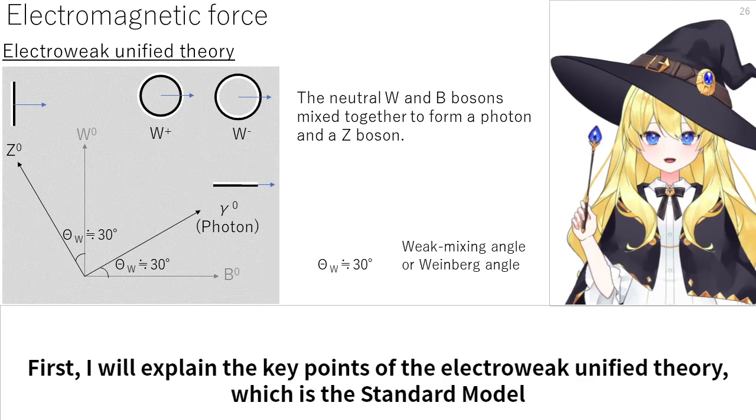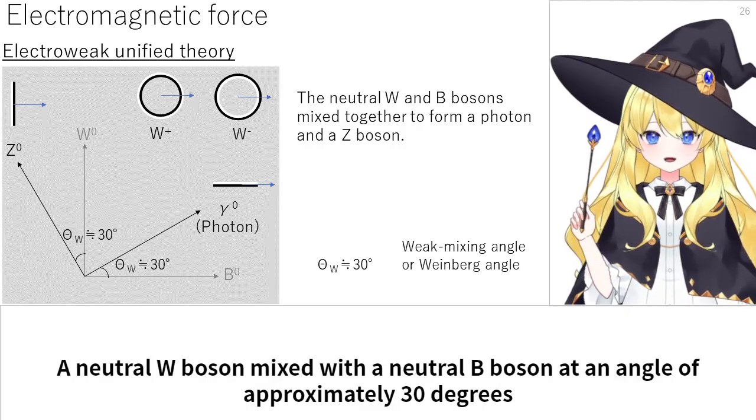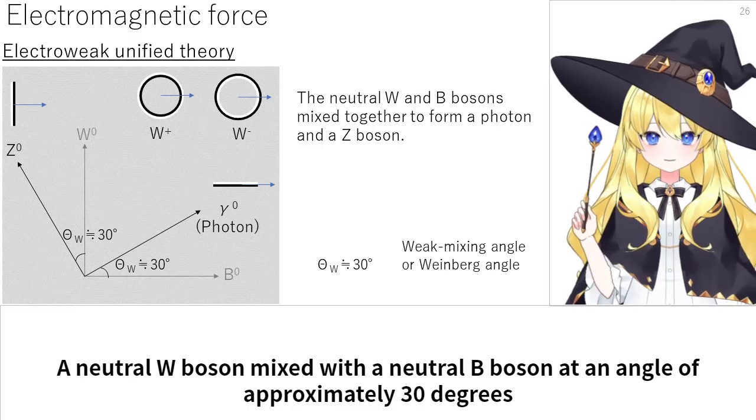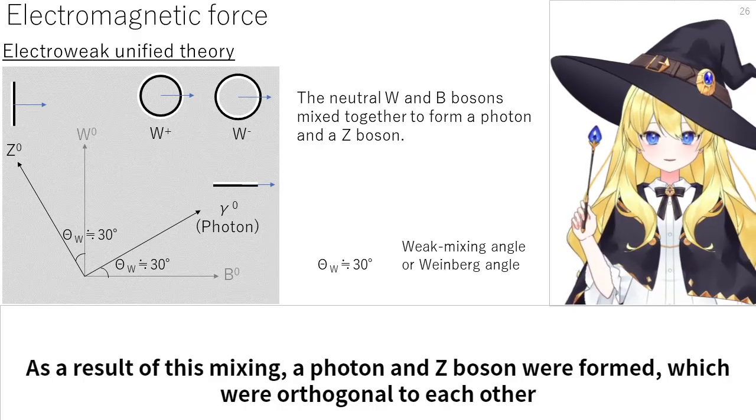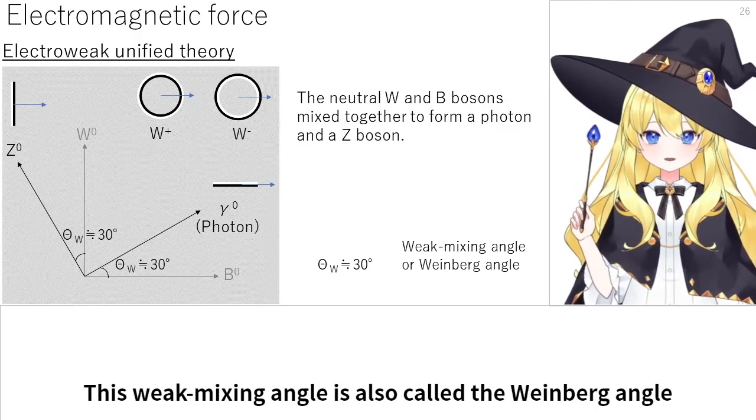First, I will explain the key points of the electroweak unified theory, which is the standard model. There were three types of weak bosons: those with positive, negative, and neutral charges. A neutral W boson mixed with a neutral B boson at an angle of approximately 30 degrees. As a result of this mixing, a photon and Z boson were formed, which were orthogonal to each other. This weak mixing angle is also called the Weinberg angle.